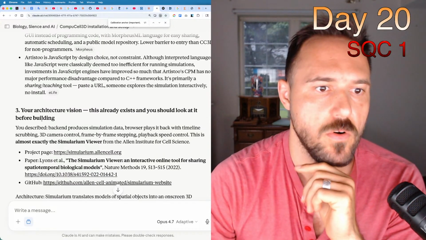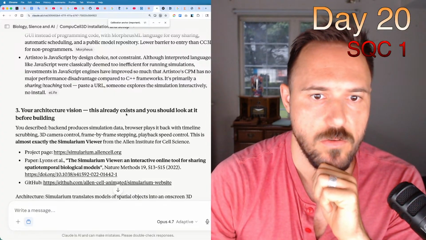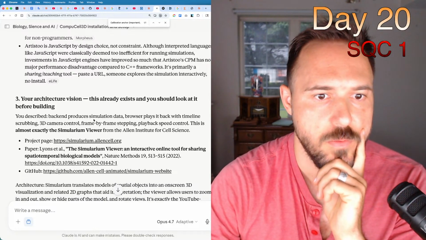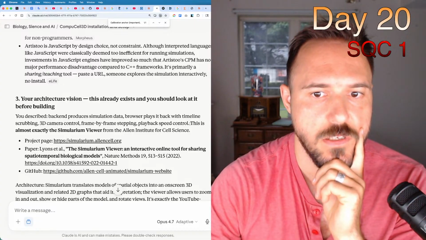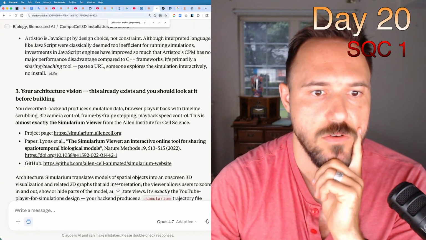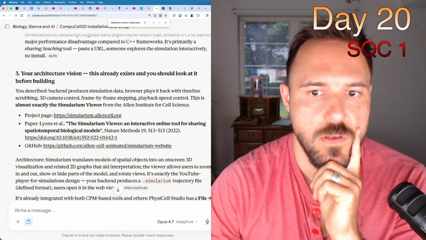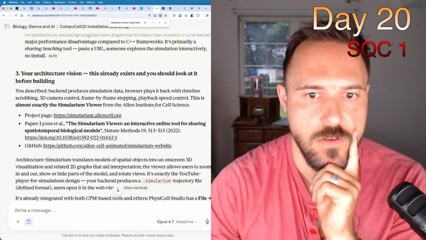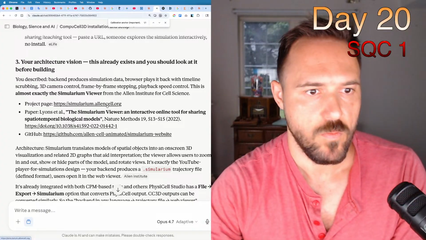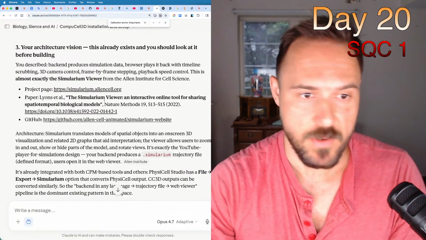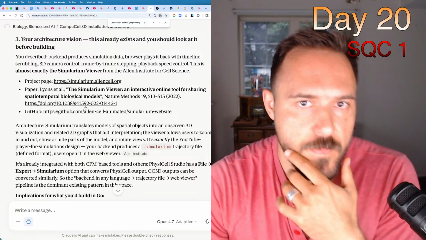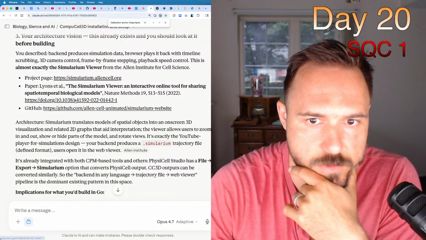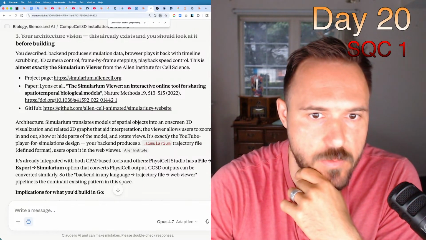Okay, your architecture vision: this already exists and you should look at it before building. You describe a backend that produces the simulation that a browser plays back, with timelines, 3D camera, frame-by-frame display, and speed control. This is almost exactly the Simularium simulation viewer from the Allen Institute for Cell Science, which has a paper from 2022. What is it now, 2026? Four years ago. There's a GitHub repository. Oh, nice.